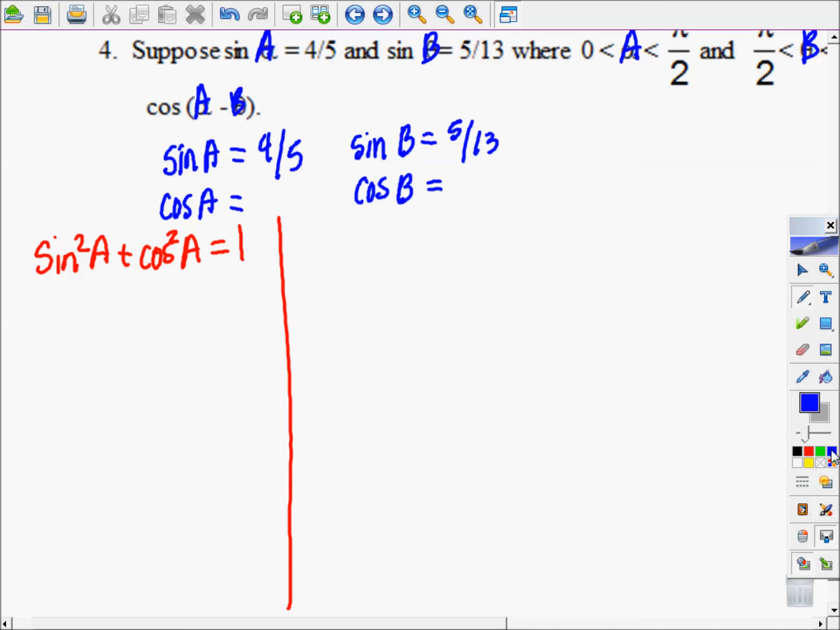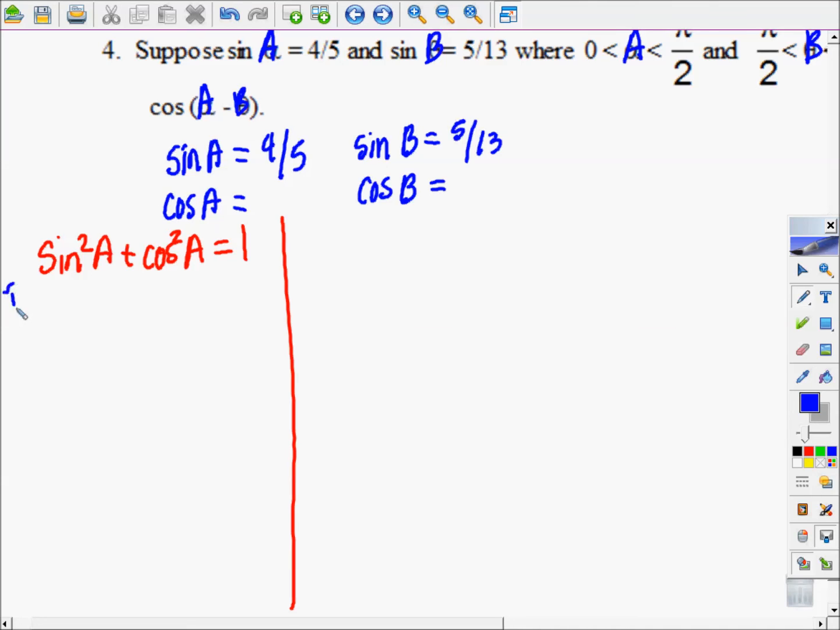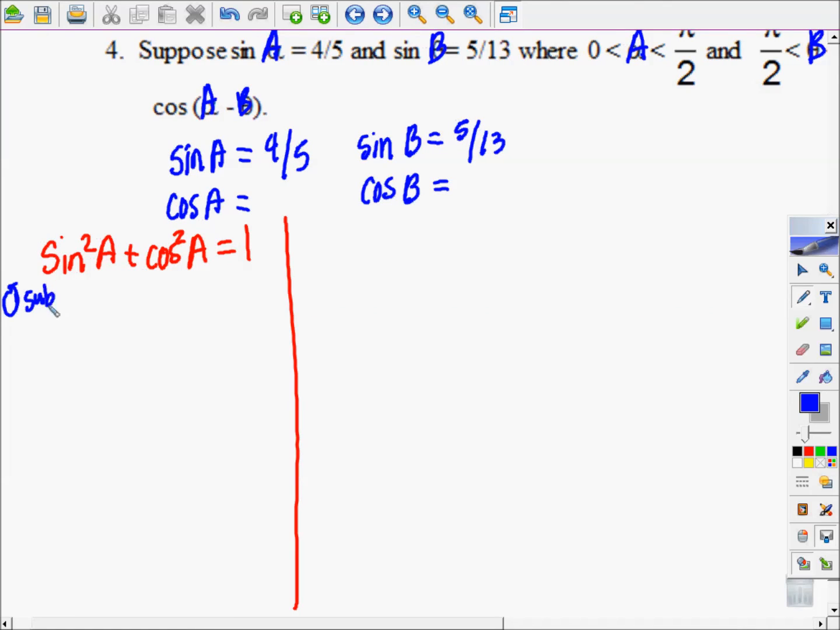All right. So once you've identified the Pythagorean identity, now you're going to substitute in what you know. The only thing I know is sine of A, and what is sine of A? 4 over 5. Okay, is cosine of A by itself yet? I haven't done anything yet.